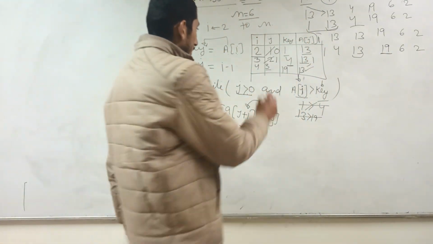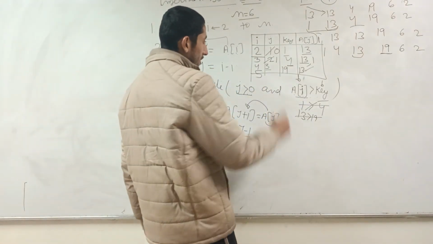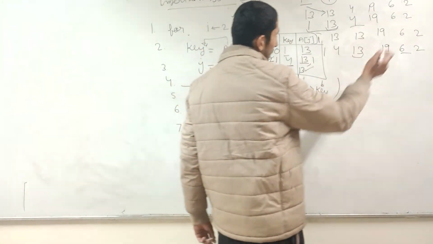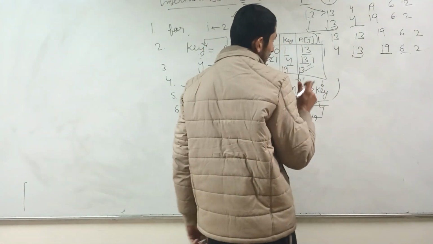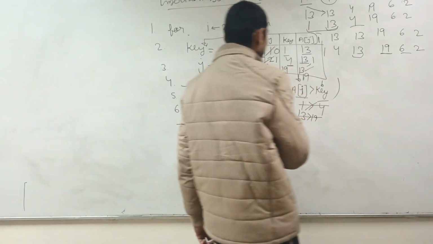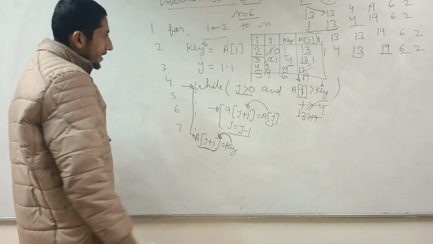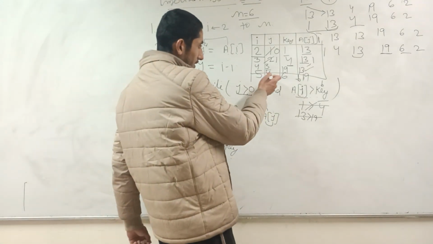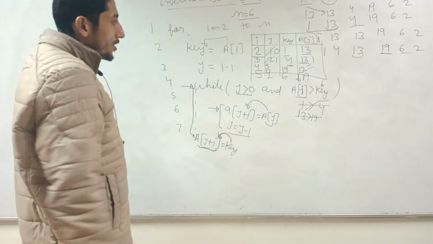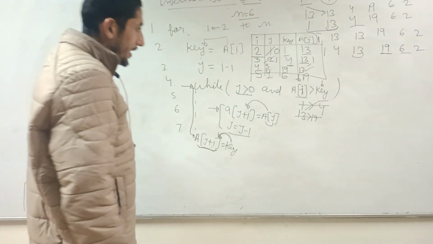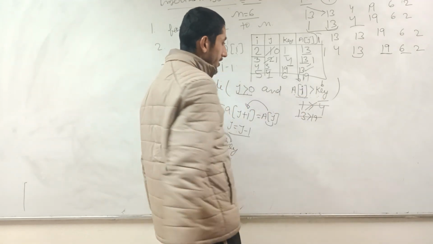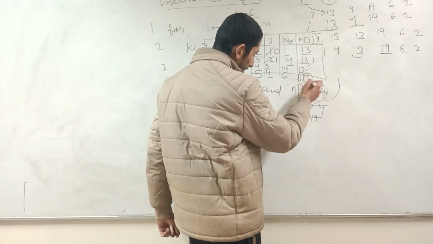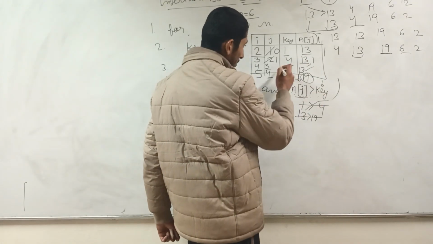Okay. The value of I becomes 5. The value of j becomes 4. And the value of key becomes 6. And the value of aj becomes 19. Again apply the while loop. Value of j should be greater than 0. The value of j is 4. So 4 greater than 0, yeah, condition is true. And aj greater than key. What is the value of aj? That is 19. What is the value of key? That is 6. Condition becomes true.